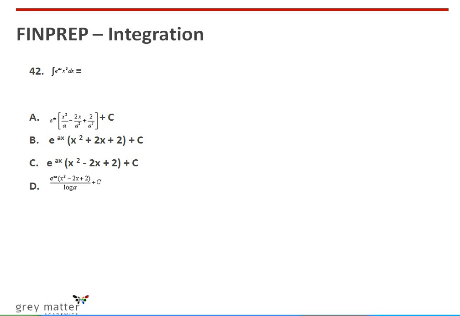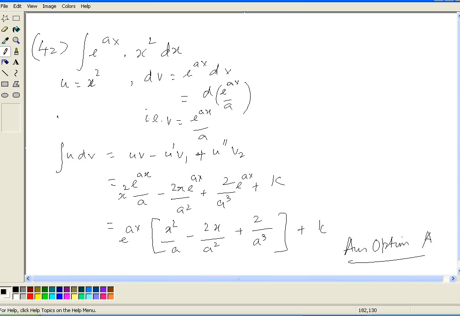42nd problem, integral e power ax x squared dx. Going to a worksheet, you take u equal to x squared and dv equal to e power ax dx. Now use the general formula, which is uv minus u prime v1 plus u double prime v2. That will be equal to x squared, u is x squared, v is the integral of dv, which is e power ax by a, because dv equals e power ax dx.